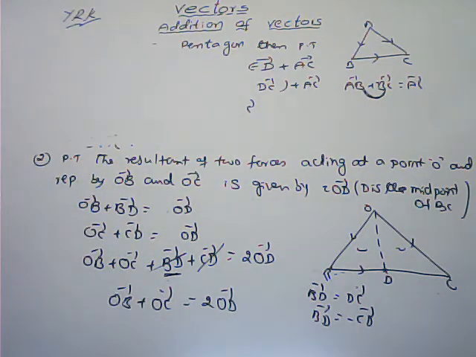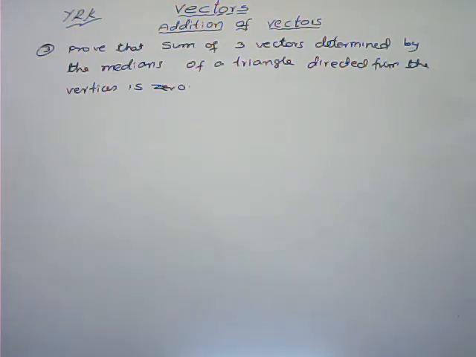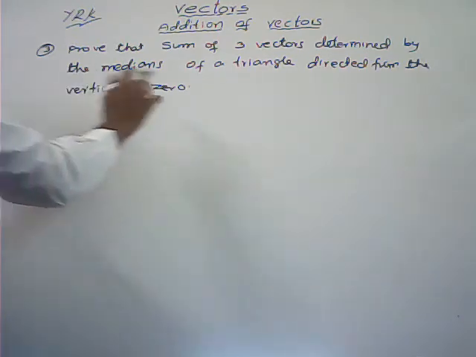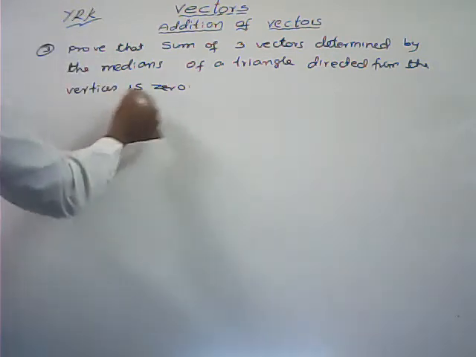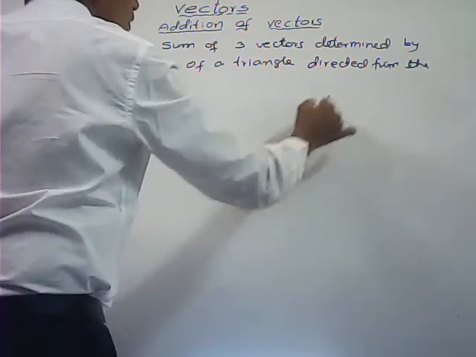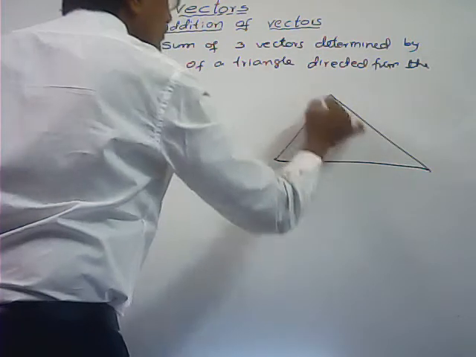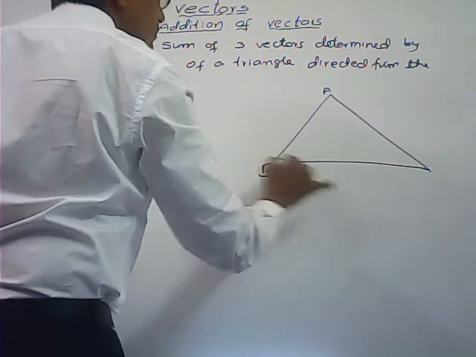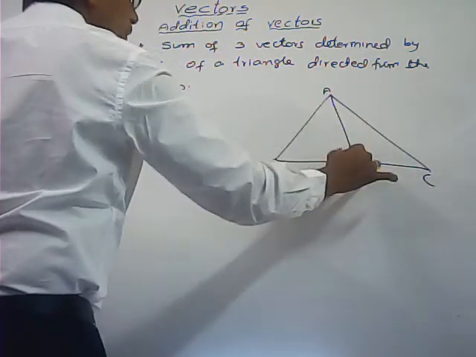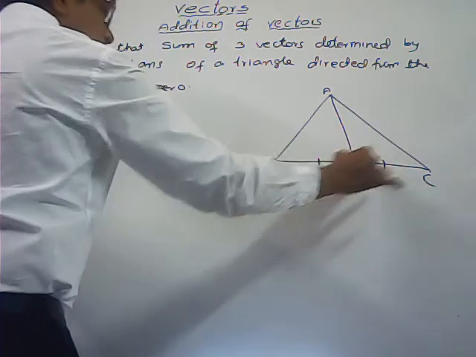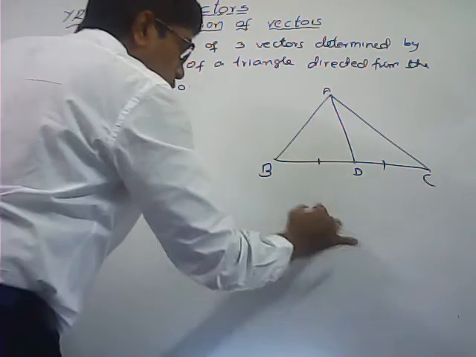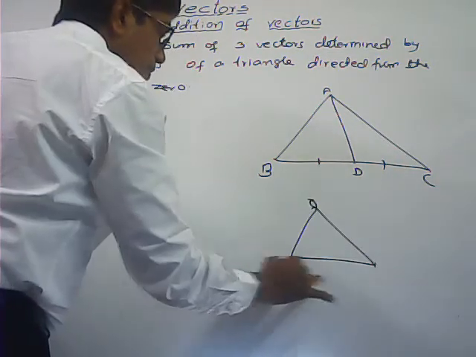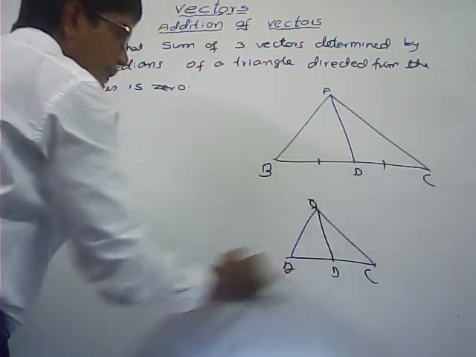Next we can discuss one more problem based on this concept, applying the same concept we discussed previously. Prove that the sum of the three vectors determined by the medians of a triangle directed from the vertices is 0. Take triangle A, B, C. AD is the median, it bisects the opposite side. Previously we took O, B, C, where OD is the median.